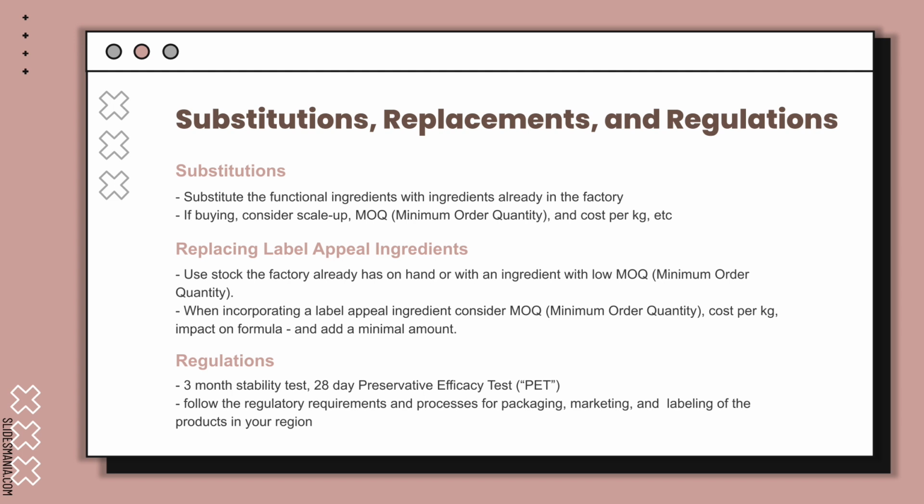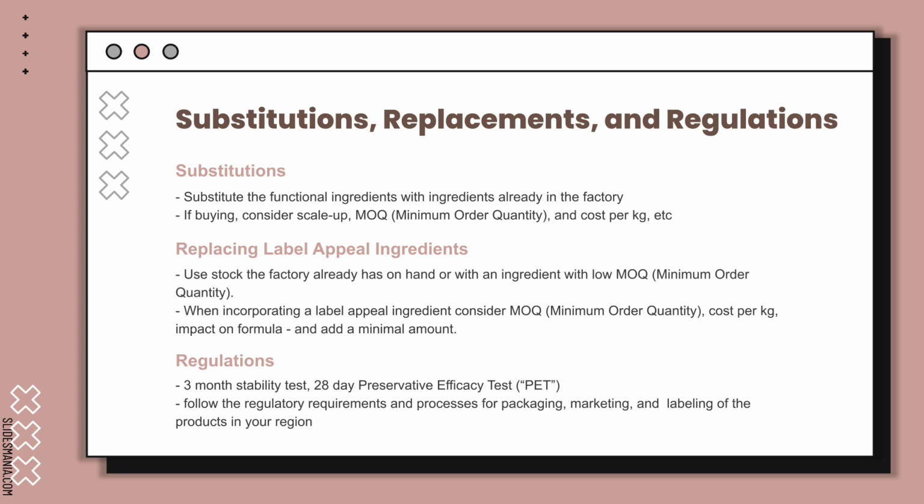Make sure to detail your thinking behind choosing the substitution and factor in ease of scaling up, MOQ, cost per kilogram, etc. You can also replace the label appeal ingredients with stock the factory already has on hand, or with an ingredient with low MOQ.